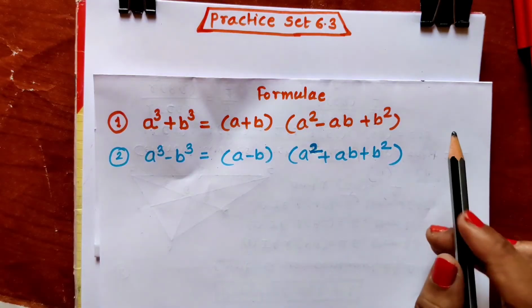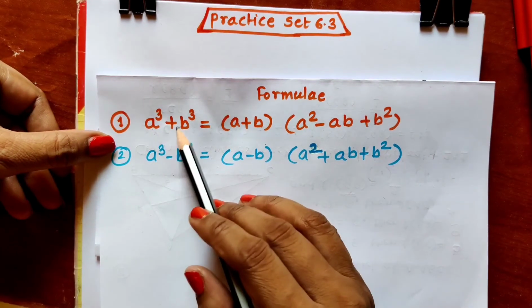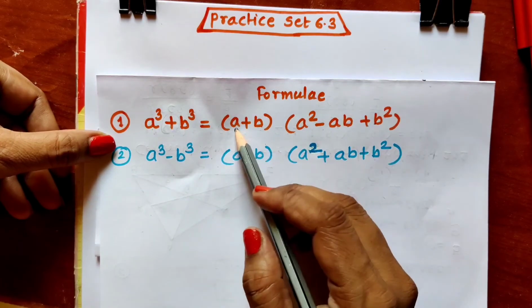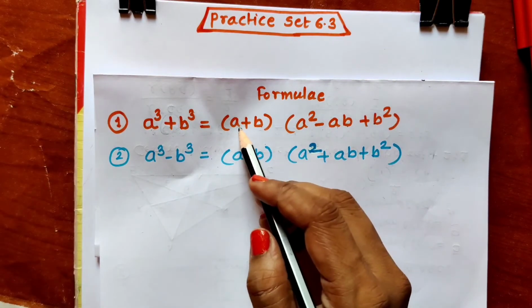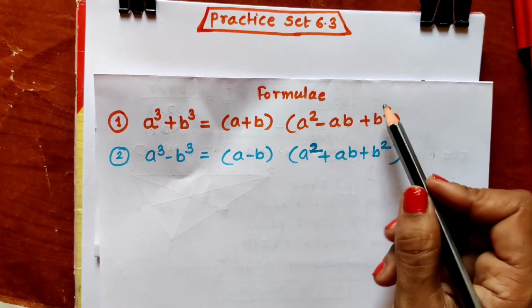So let us see these two formulae first. First formula is a cube plus b cube. When plus is there and cube of binomial, we can apply the formula: in first bracket a plus b, second bracket a square minus ab plus b square.